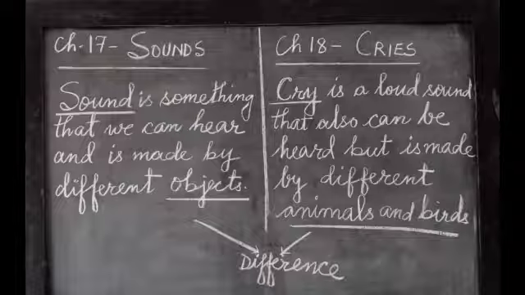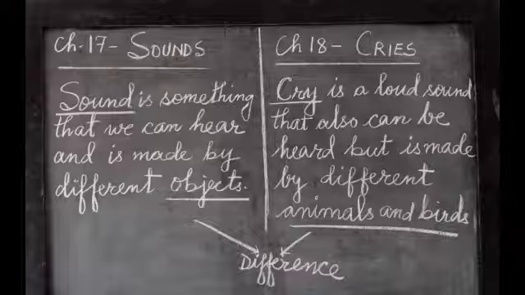So today in this video, I am going to explain to you chapter number 17, Sounds, and chapter 18, Cries. Now you must be thinking why I have taken up both the chapters together. The reason is that I would like to make you understand the difference between sounds and cries. Actually they are both the same, but when we study them separately, there is some confusion. So let us understand. Basically sounds and cries relate to each other with the same meaning.